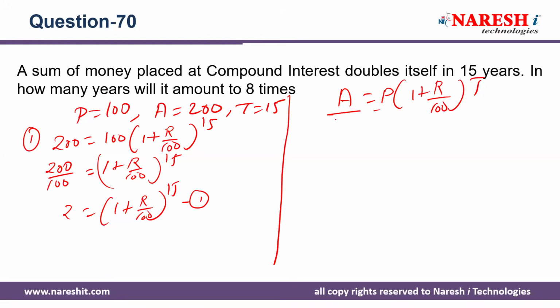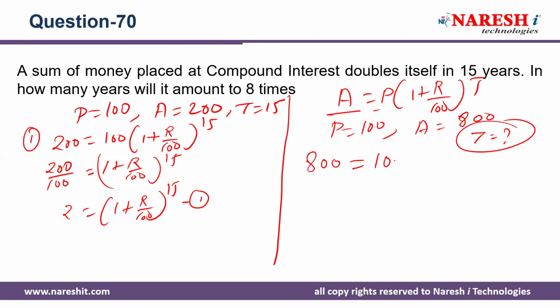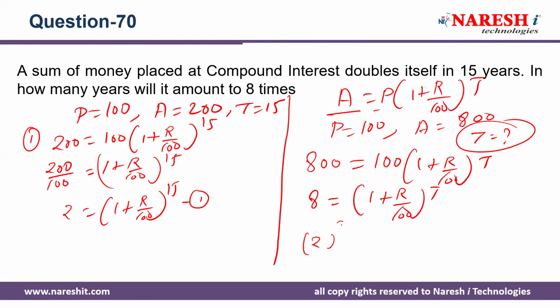That's the second equation. Now they're telling if principal is 100, then it should become 8 times, that is 800, and find the time. Okay. Let's take amount as 800 equals 100 into 1 plus R by 100 to the power of T. 8 equals 1 plus R by 100 to the power of T. 8 I can write as 2 to the power of 3, equals 1 plus R by 100 to the power of T.